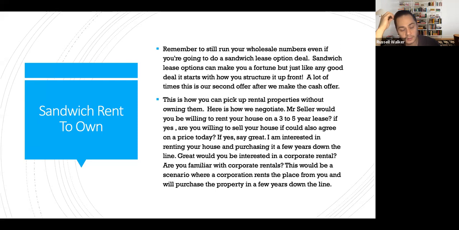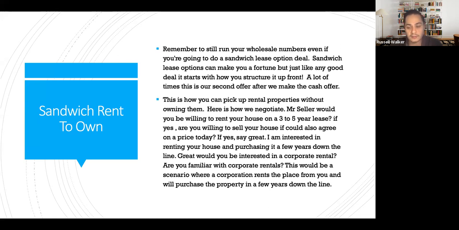So at that point, if you're local, I say, hey, when can I meet you at the property? Because they're already open to the concept. All we need to do next is negotiate the price, the rent and the terms. So if they say yes, great. I'm interested in renting your house and purchasing it in a few years down the line.